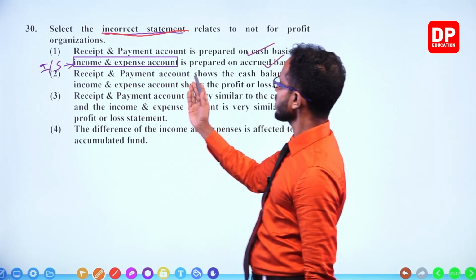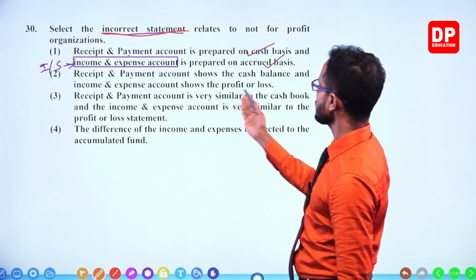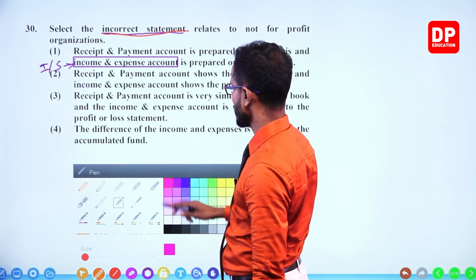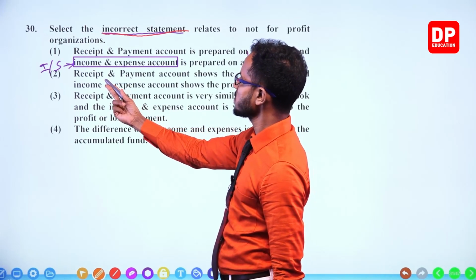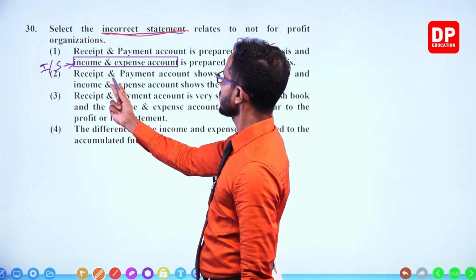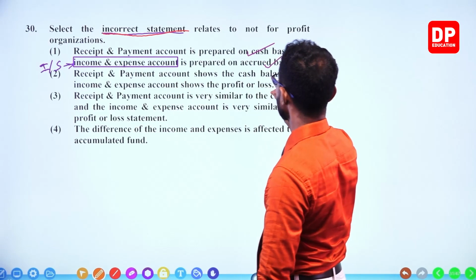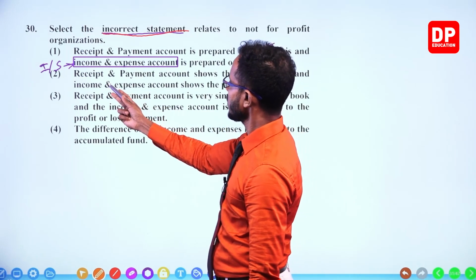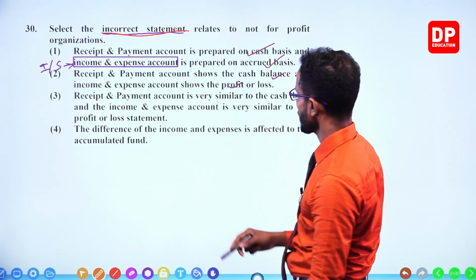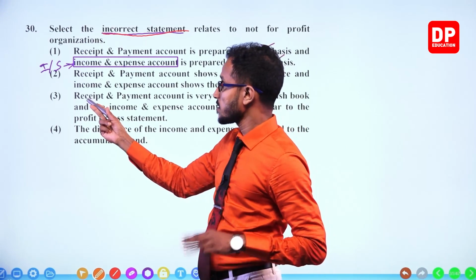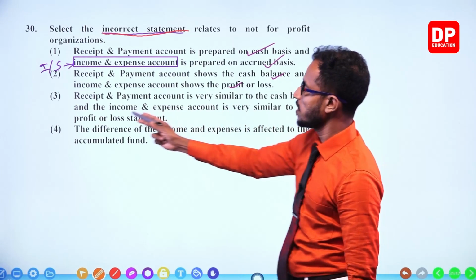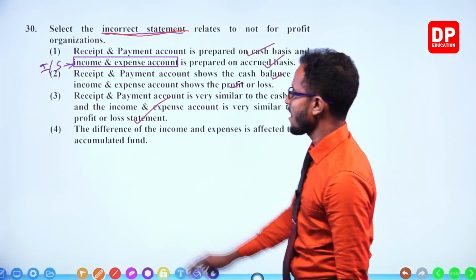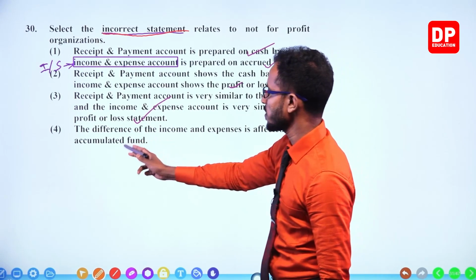Second, receipts and payments account shows the cash balance and income and expenditure account shows the profit or loss. It's correct. This is correct too. Receipts and payments show the cash balance, and income and expenditure account shows the profit. Third one, receipts and payments account is very similar to the cash book, and income and expenditure account, the income statement, is very similar to the profit or loss. That is also correct. The difference of the income and expenditure affects the accumulated fund.